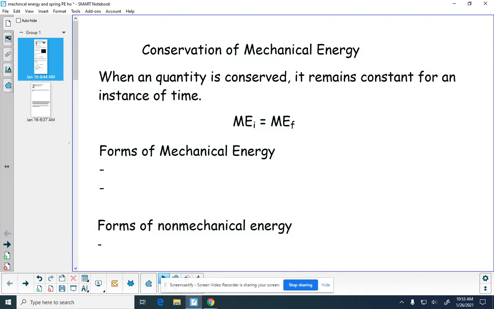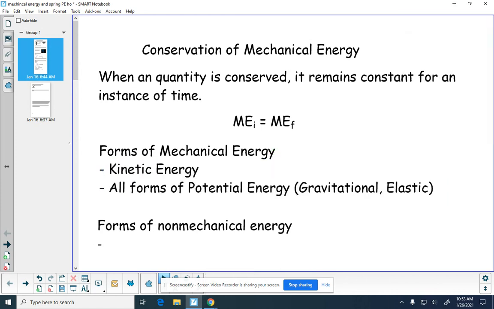Forms of mechanical energy. Kinetic energy and all forms of potential energy, whether gravitational or elastic. These are types of mechanical energy.